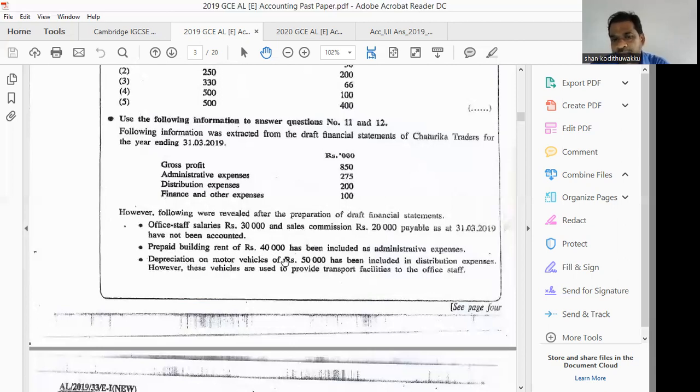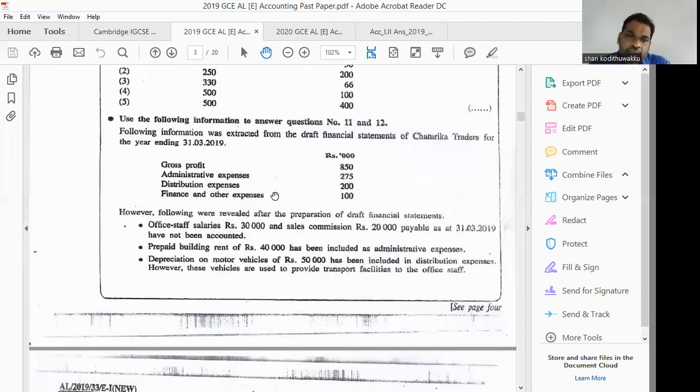Depreciation of motor vehicles of 50,000 has been included in distribution expenses. However, these vehicles are used to provide transport facilities to the office staff. Office staff expenses come under administration. Normally we include motor vehicle depreciation under distribution expenses, but as they have mentioned specifically that these vehicles are used to provide transport facilities to the office staff, taking depreciation under distribution is wrong. Therefore, we should have added it to administrative expenses.